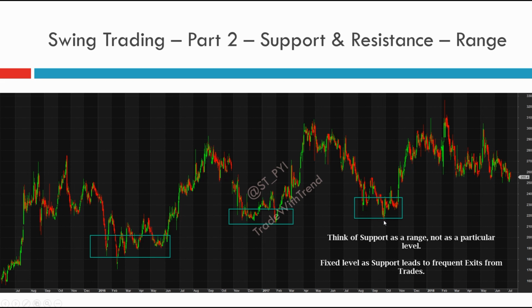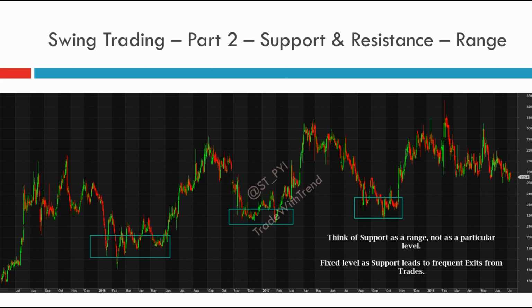We aren't looking for a particular level as support. We are looking for a 5 to 10% range. Only that can be classified as a valid swing trading support. Now, when I discuss positional trading or extremely long-term trading, how you have to determine support and resistance in those particular methods, I'll show you in detail.